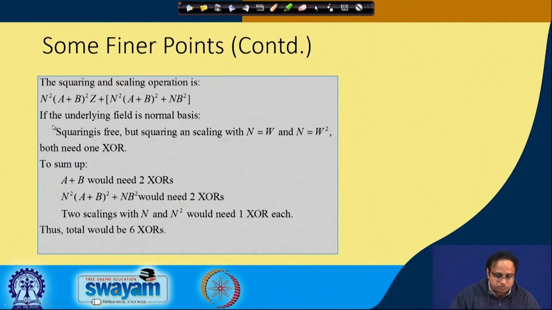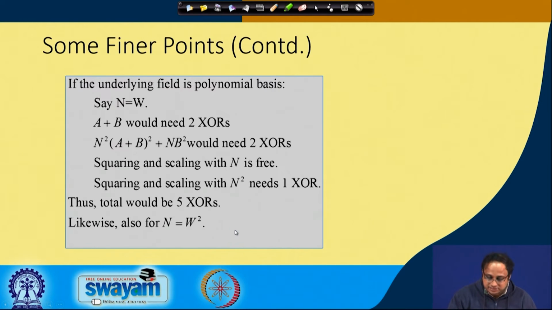So the enumeration works as follows. If the underlying field is normal basis, that means I am talking about the last column in my table, then the squarings are free. The squarings are free in the normal basis representation, but a squaring and scaling with n equal to w and with n equal to w square both will require 1 XOR gate. To sum up, a plus b will take 2 XORs, because you note that a is an element in GF 2 power of 2. If you want to do an addition in GF 2 power of 2, you need 2 XOR gates, one for the lower bit and one for the higher bit. Likewise, for this plus, you need 2 XORs. What is free is the squarings, but the scaling is not. Whether you are scaling with n squared or with n, you need 1 XOR each, and that is why you need 2 plus 2 plus 2, that is 6 XORs. And that is exactly what we have seen in the table.